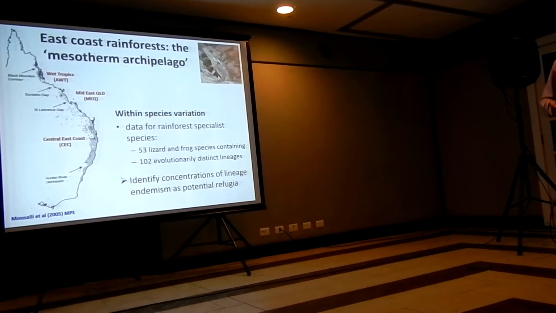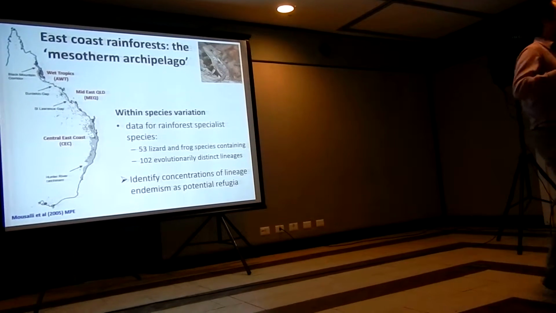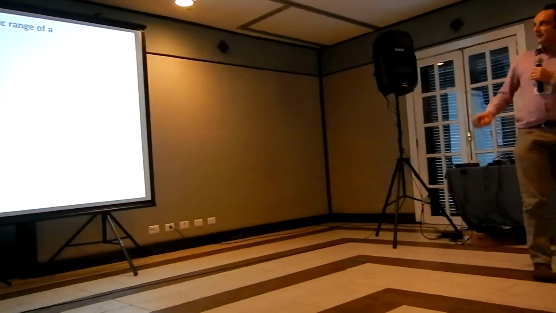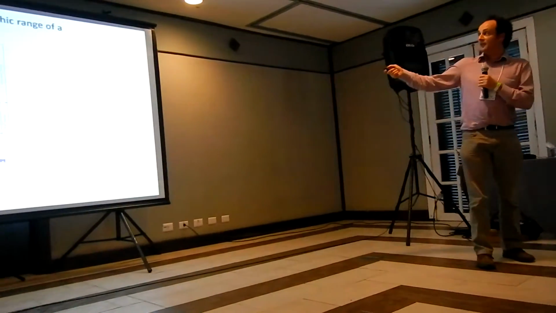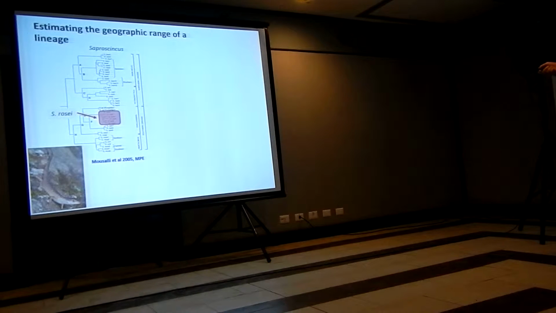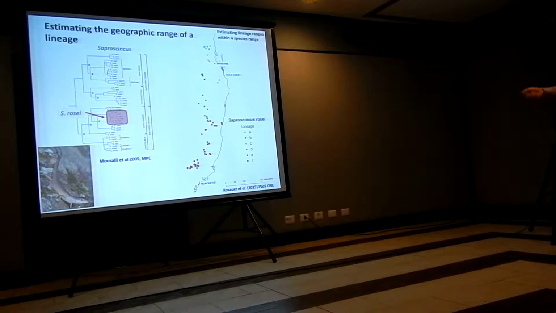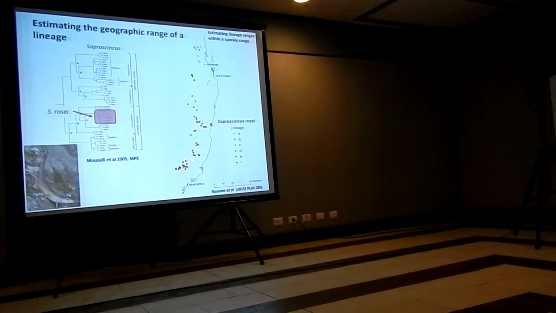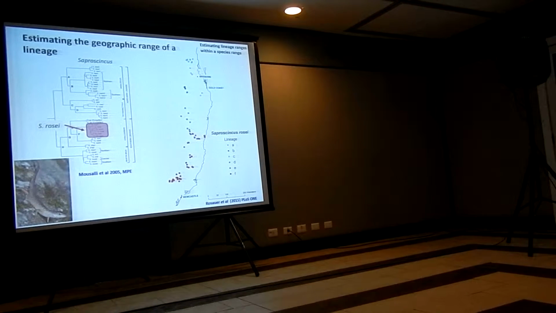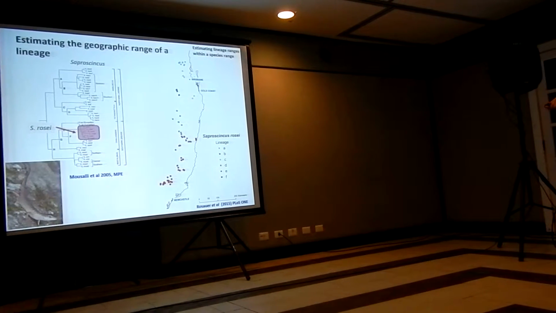So by identifying concentrations of lineage endemism, we're able to come up with the locations of our putative refugia where this diversity has been able to persist. Now, to give you an idea of the sort of data we're working with, this is a phylogeny for the genus Saproscincus, and highlighted is one species, Saproscincus rosauer. And this one's actually been very well studied, and what you can see is each colour represents locations where specimens were collected, sequenced, and we know what lineage they're a member of. As you see, there are 6 different distinct lineages identified within that species.